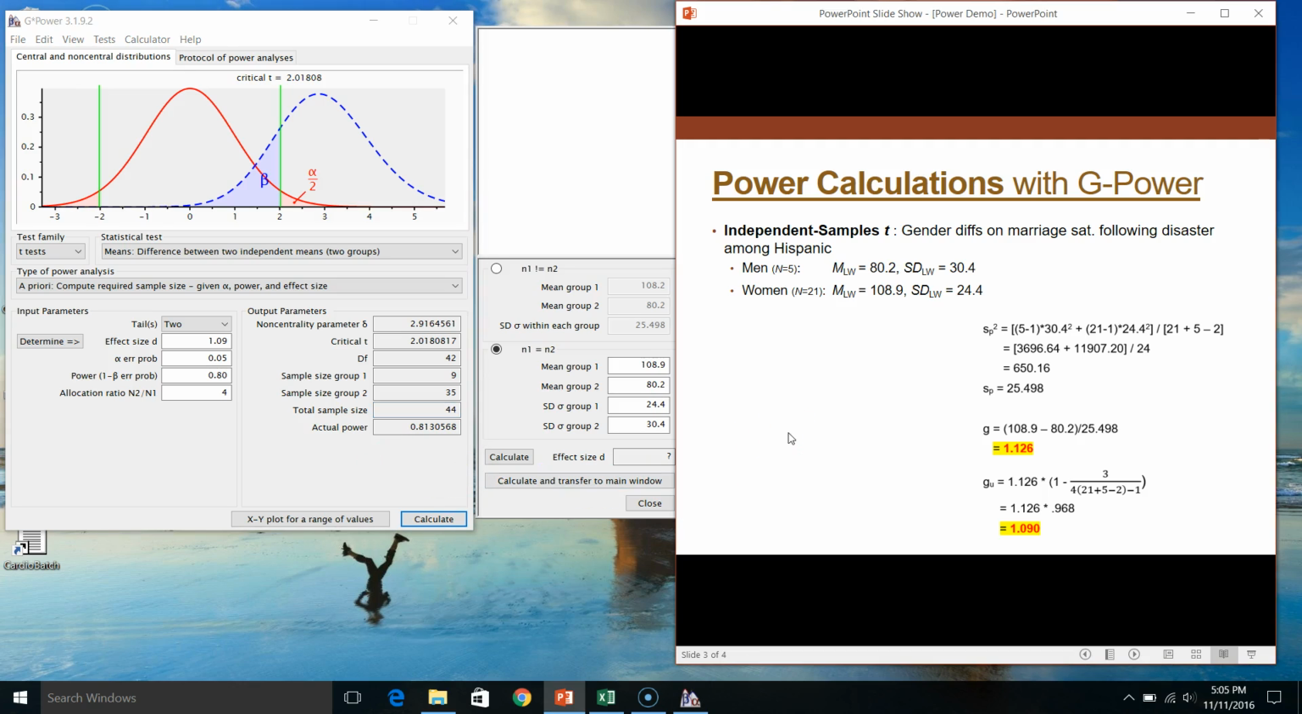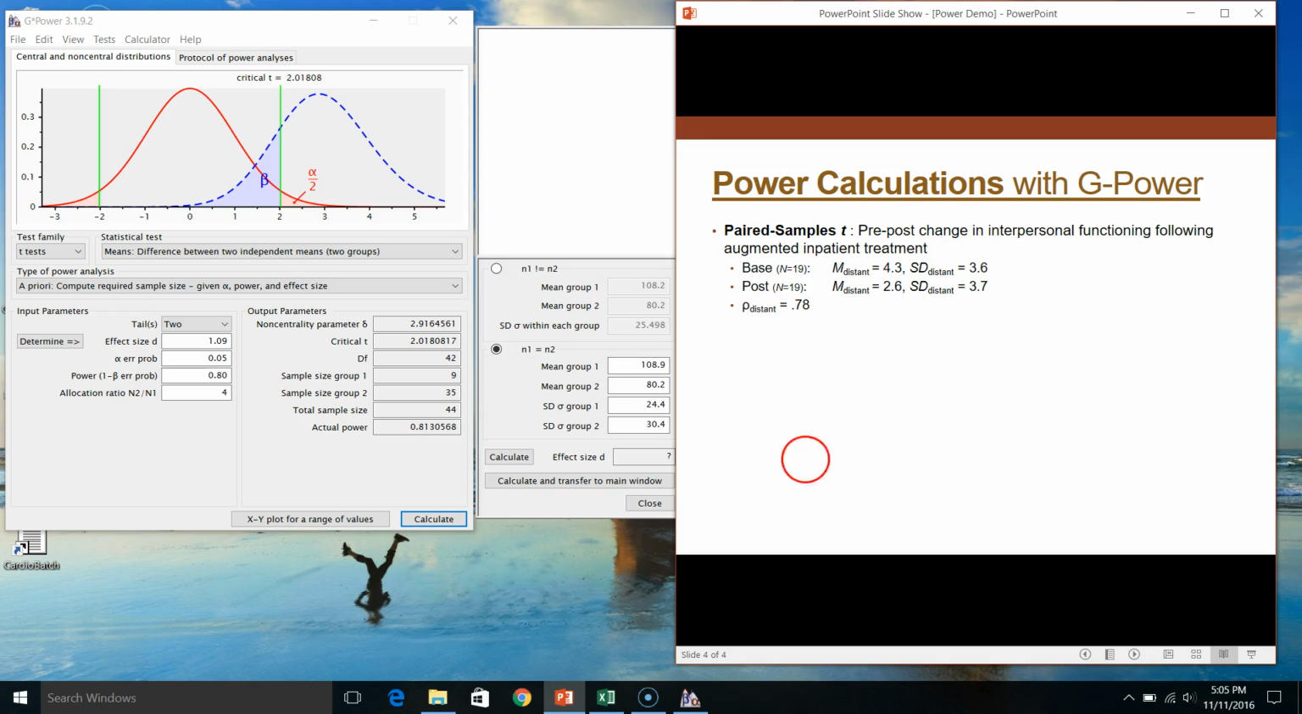And so finally, taking a look at our paired sample tests. Here, we're looking at detecting pre to post change in interpersonal functioning following some sort of inpatient treatment. Okay, so our baseline, we got our 19 people. We got 19 people because this is a paired sample test. We have to have the same number of people.